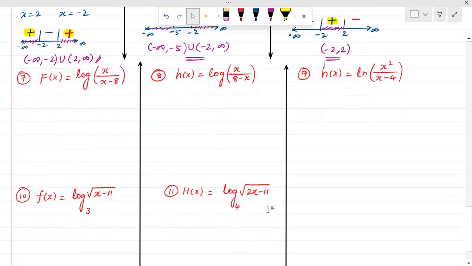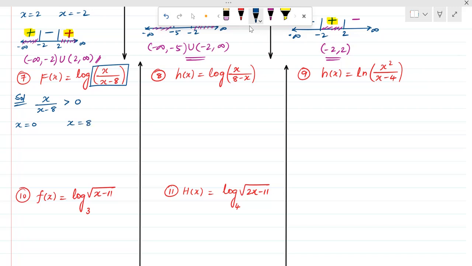Now the next one, it is log of x over x minus 8. So I have to find the domain of the function. So x over x minus 8 is more than 0. This is a rational inequality. Find the critical value. Critical value is 0 and 8.